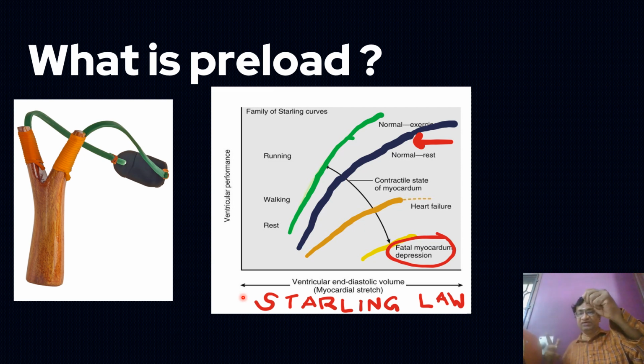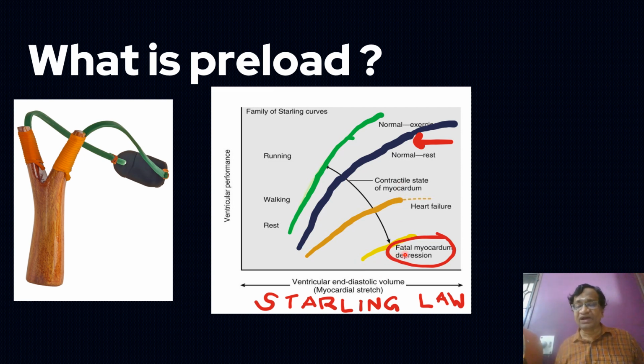So you just leave it as the stroke volume. The ventricular performance is very high. This is normal. Now this is normal exercise, but you have a heart failure here. See, if the ventricular end diastolic volume increases, the performance is not that good. There is some problem in the heart, ischemic cardiomyopathy or something like that. So the performance is not like this, so the cardiac output falls.